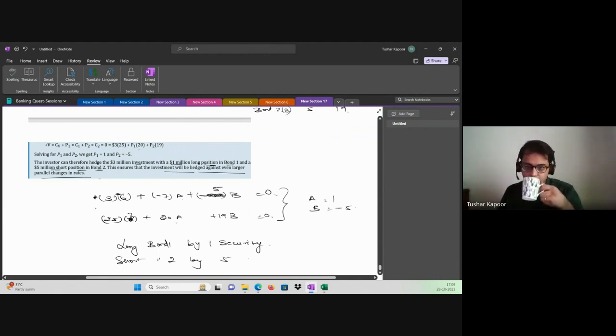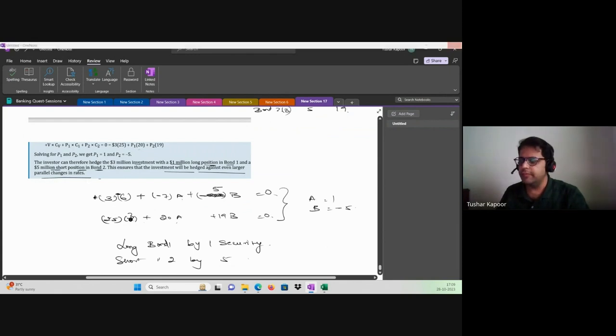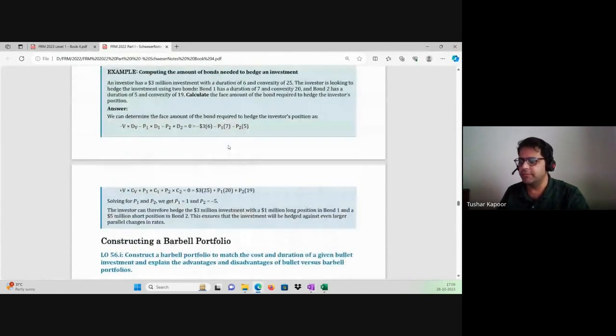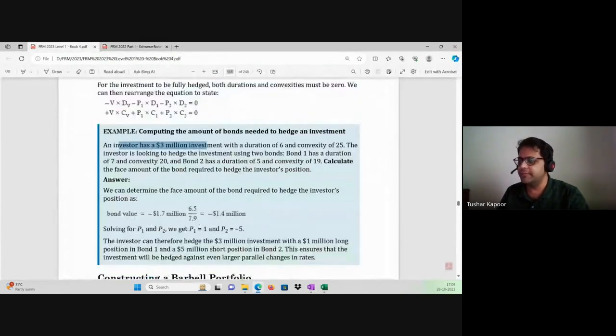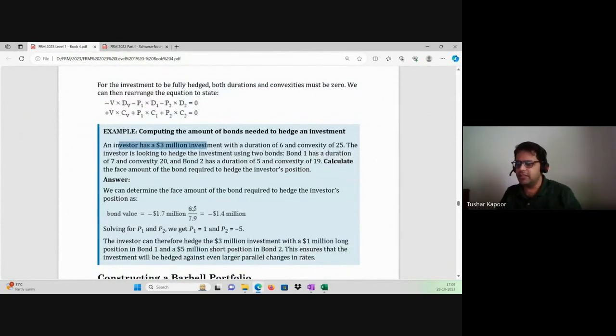Okay. This is what he means by the long and short example here. Now, if you look at this example here, this has been solved very differently. They've directly given you the result of solving for P1 and P2. Now they've taken away that step. The investor can therefore hedge a 3 million investment with a 1 million long position in bond A and a 5 million short position in bond 2.